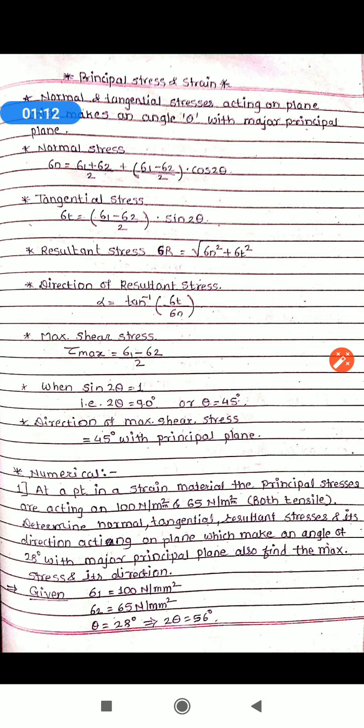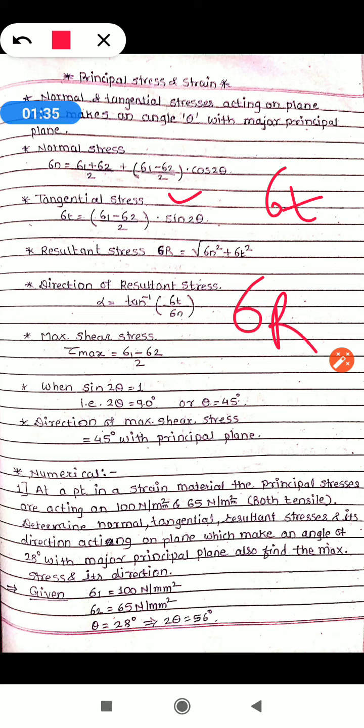Tangential stress. The abbreviation for tangential stress is sigma t. The formula is sigma t equals sigma 1 minus sigma 2 divided by 2 into sin 2 theta. After that, resultant stress. The resultant stress is sigma r, and sigma r equals under root of sigma n square plus sigma t square. For the direction of resultant stress, it is alpha, and alpha equals tan inverse sigma t upon sigma n.